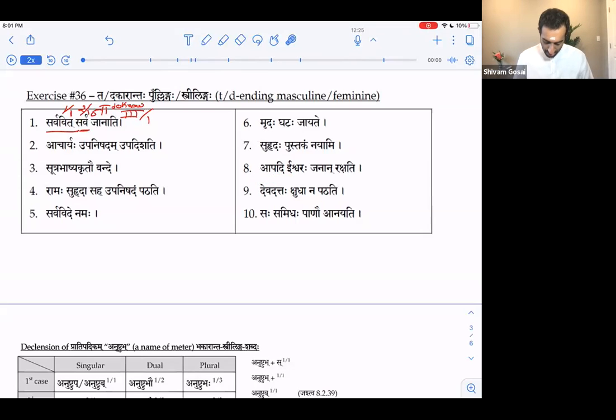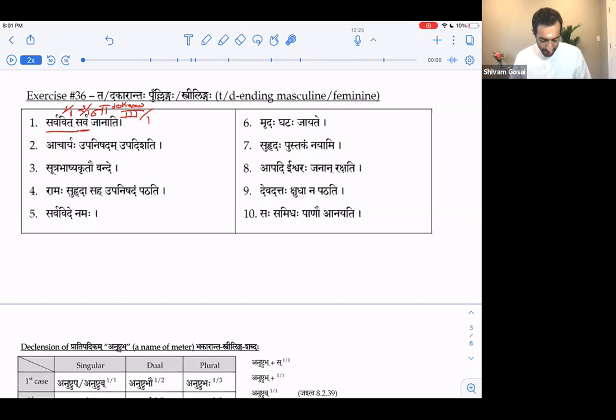Apadi, 7-1. Shuddha. What case? Shuddha, just like Suhrida. So you see that long A, and it's third case, 3-1. Yeah, perfect. And Samidaha. Samidaha can be a few things, so we're not going to look at the whole sentence, but it can be a few things there.